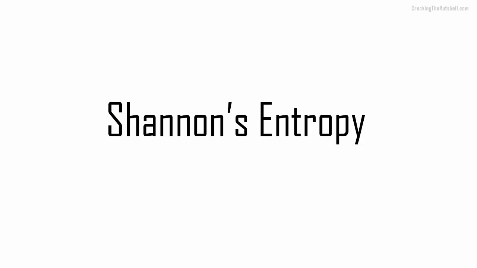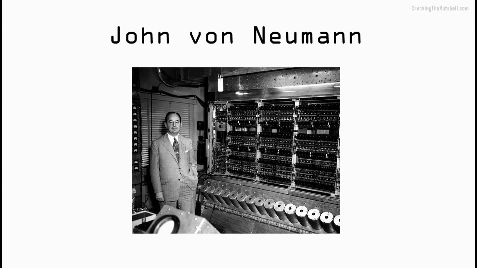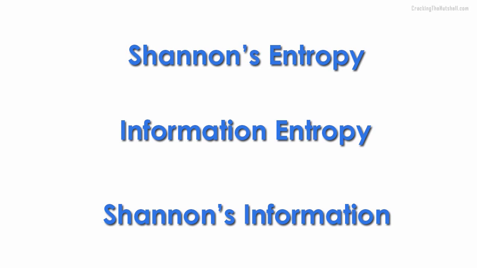Shannon's information is in fact known as Shannon's entropy. Legend says that it was the mathematician John von Neumann who suggested that Shannon use this term instead of information. In general, I will refer to Shannon's definition as Shannon's entropy, information entropy, or Shannon's information to avoid confusion with other definitions of information or with the concept of thermodynamical entropy.